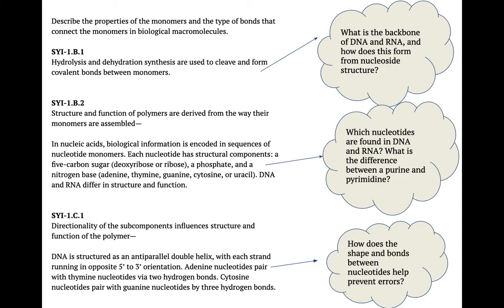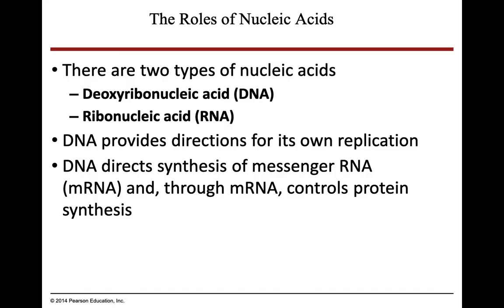So 3 things we have to think about with DNA or nucleic acids. What is the backbone of DNA and RNA, and how does this form nucleoside or nucleotide structure? Which nucleotides are found in DNA and RNA? What's the difference between a purine and a pyrimidine? And how does the shape and bond between nucleotides prevent errors in the DNA code? Because like a computer, errors in the code causes a whole host of problems. So there's 2 types of DNA that we need to talk about, or I should say nucleic acid.